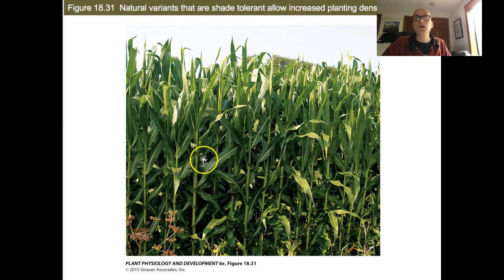And so through the breeding of shade tolerant species, you can increase the yield on a certain acreage by manyfold. So that's why it's very important to understand what makes shade avoidance and what might allow shade tolerance, if you're looking to breed certain plants that do or do not express certain types of genes.